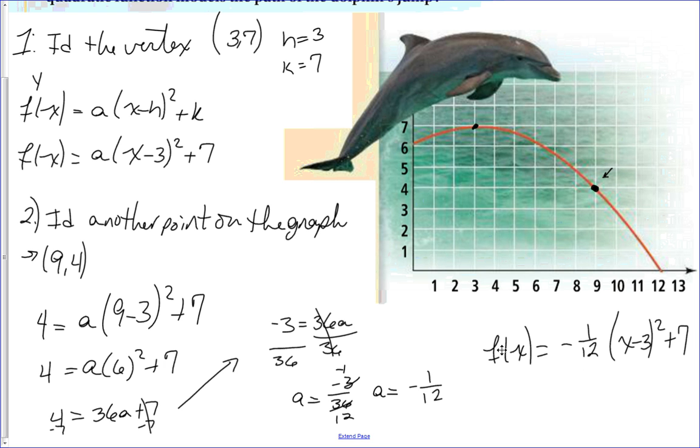If you notice, the only difference between this equation and the one we started up here is we now have the value for a filled in. Everything else stays the same as what we found up here. The only difference is now that we found a, we fill in the value for a. Okay?